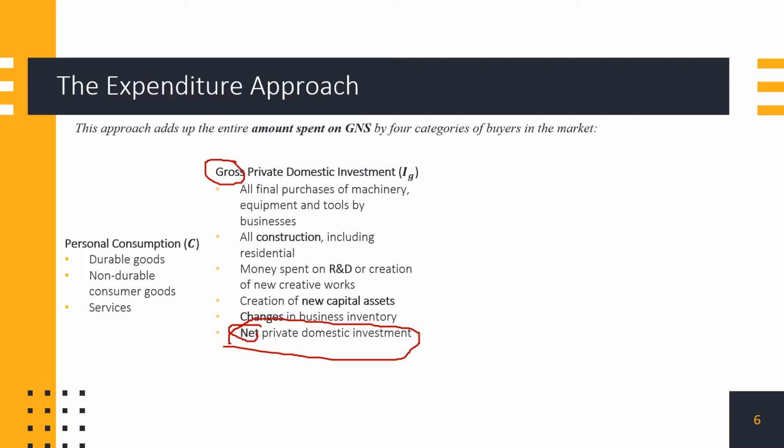Another thing that you need to pay attention to is that we only take into account changes in business inventory. Why? Because total stock of inventories will include past productions. Remember, for GDP, we only want the current year's production. So that is why we only consider changes in business inventory.